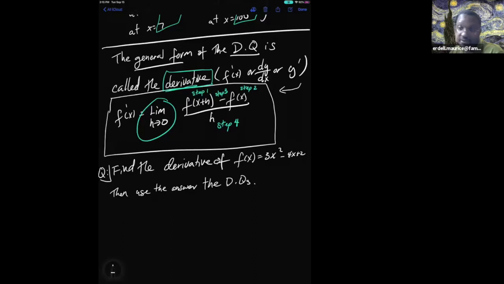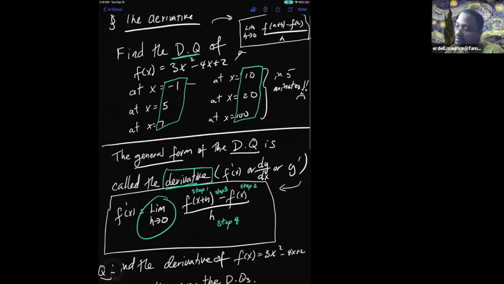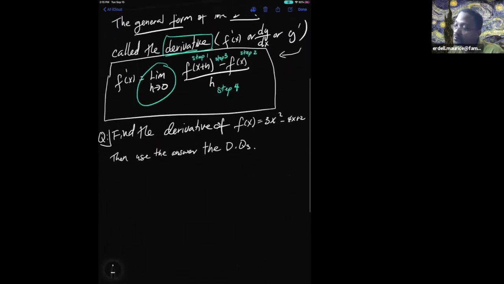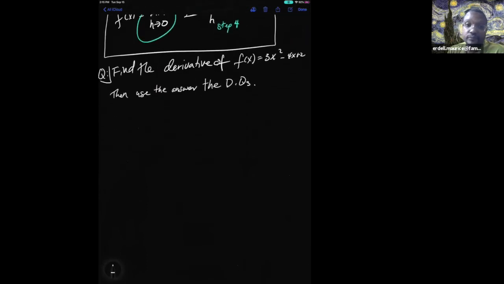Because remember, I need to find the difference quotient at x equals -1, x equals 5, and so on and so on. Okay, are you ready?